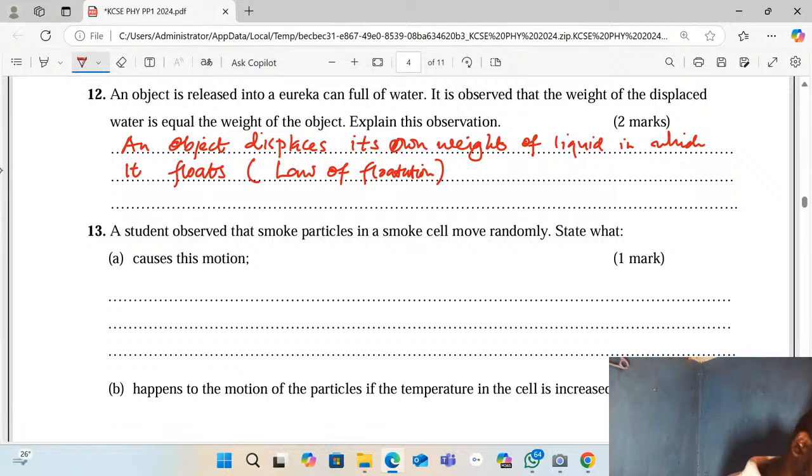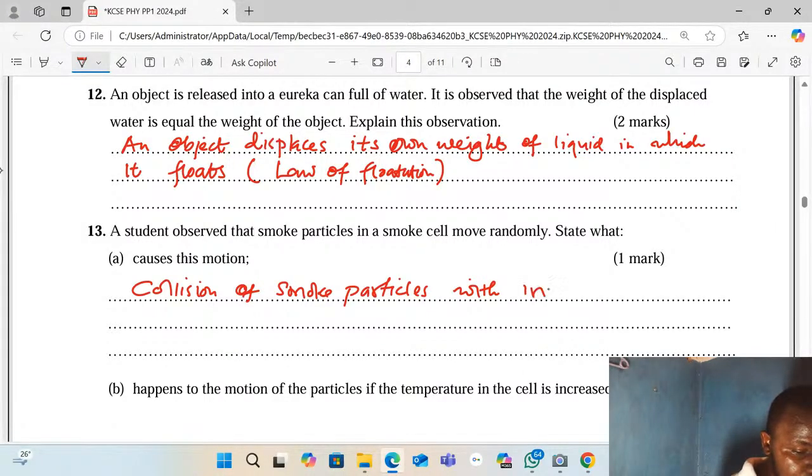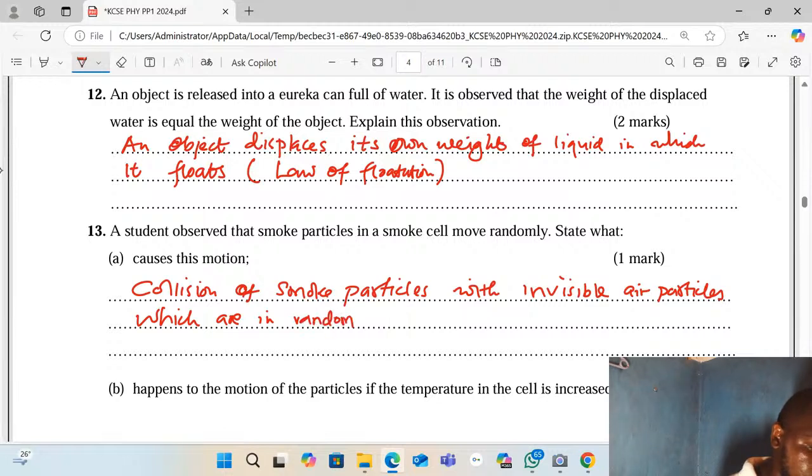Therefore, you can say it is a collision of smoke particles with invisible air particles which are in continuous random motion.